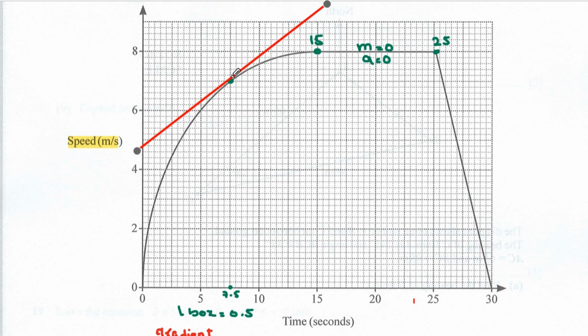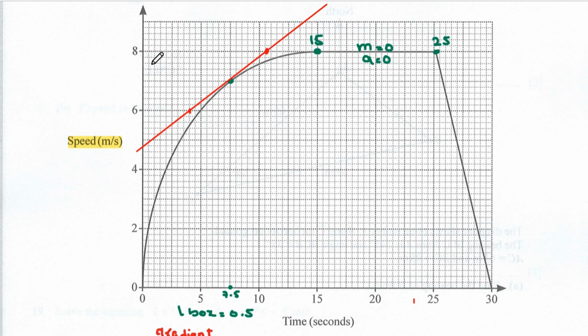Be very careful when you draw the tangent. The distance of the tangent from both sides of your curve should be equal. So after drawing the tangent, now you will mark any two random points on your tangent. You are free to mark any 2 points. I am marking this point and this point.